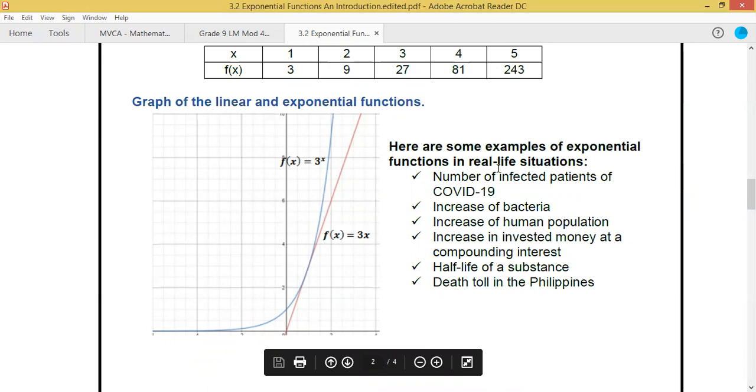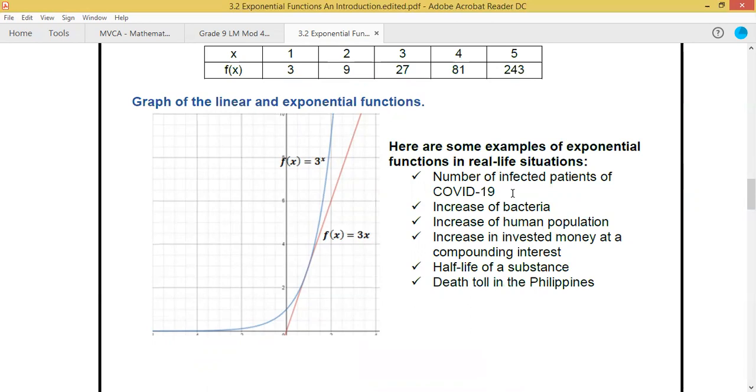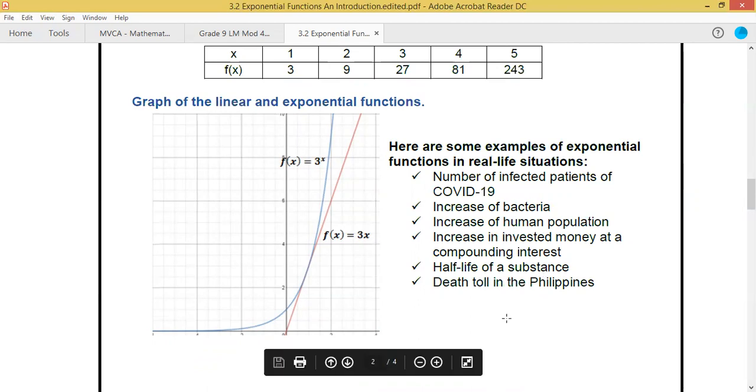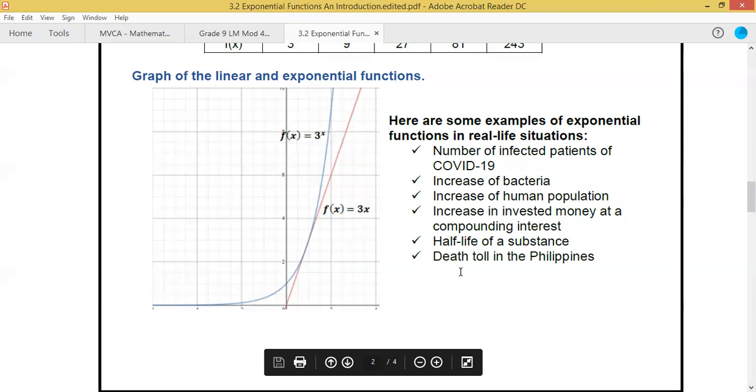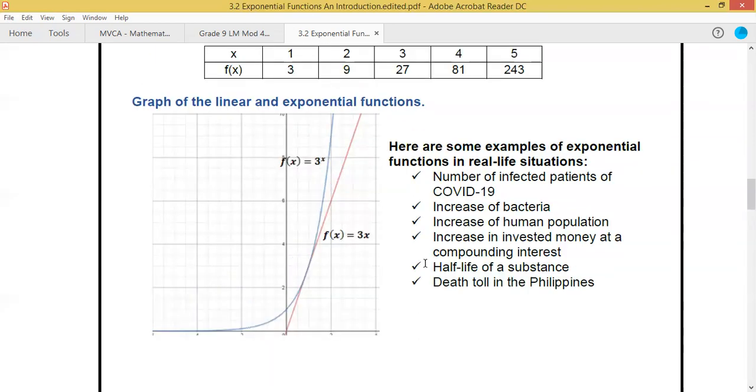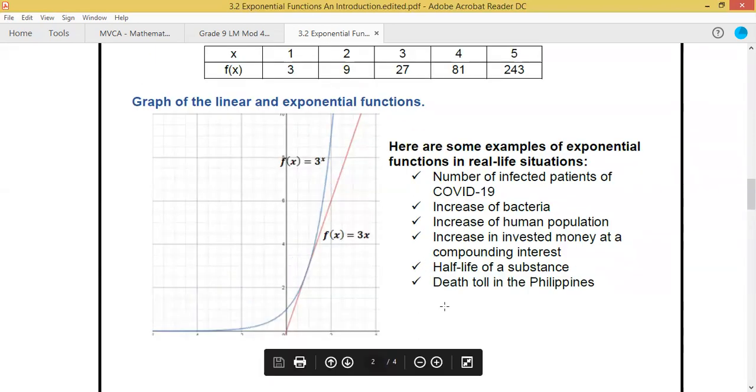Here are some examples, like the number of infected patients of COVID-19, or we see the increase of bacteria, like our venture with me activity, or the increase of human population, the increase of invested money at a compounding interest, the half-life of a substance, and the death toll in the Philippines. Now, these are just some examples of exponential functions. What else do you know?